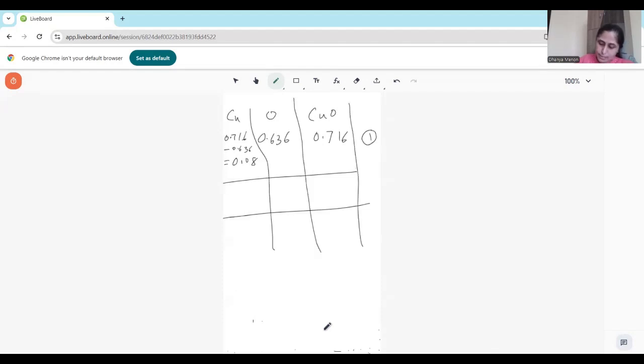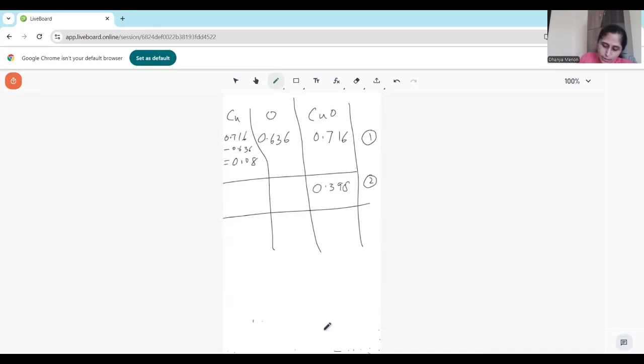In the second experiment, the reactants are the same. Maybe instead of this copper oxide, you're getting another copper oxide, because copper has different forms. So in the second one, 0.398 is copper oxide, yes, 0.398.